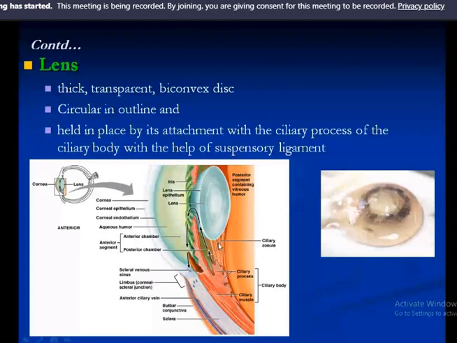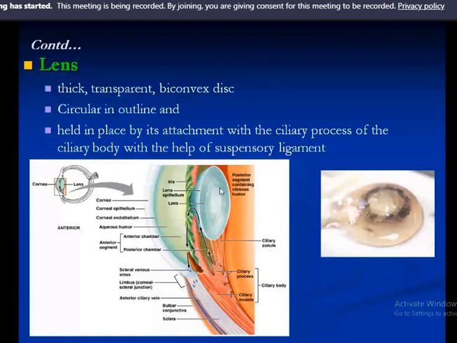Now when the suspensory ligament of the lens relaxes, there will be an increase in the diameter of the lens, or there will be thickening of the lens. Now as the lens gets thickened, this will help in the accommodation for near vision. This is all about the lens.